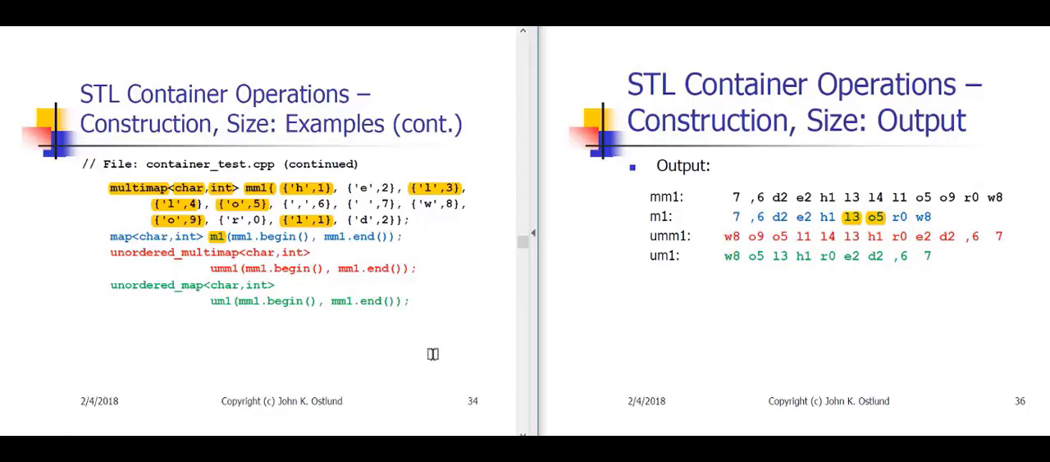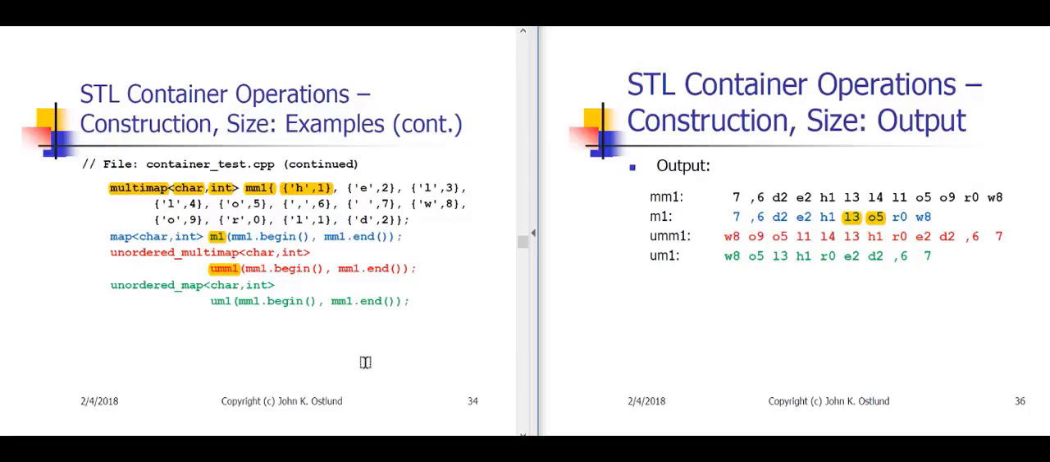Alright, well, let me clean up my highlighting here on slide 34. So we have constructed M1 using the pairs taken from MM1, the multimap, from the beginning element up to but not including the end element of MM1. We now do the same thing to construct our unordered multimap from char to int, using the values from MM1 begin up to but not including MM1.end.